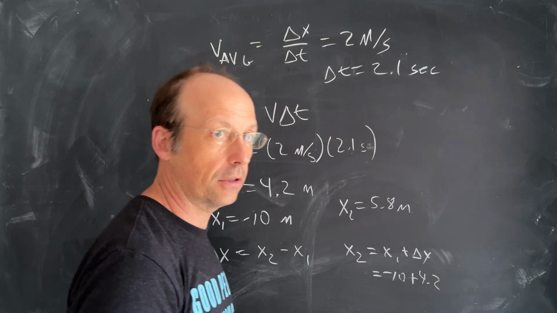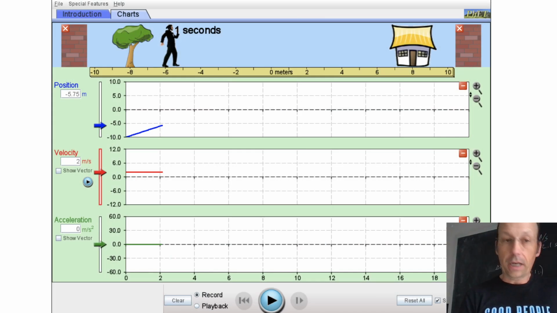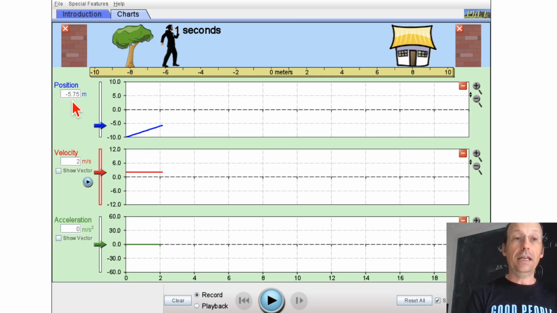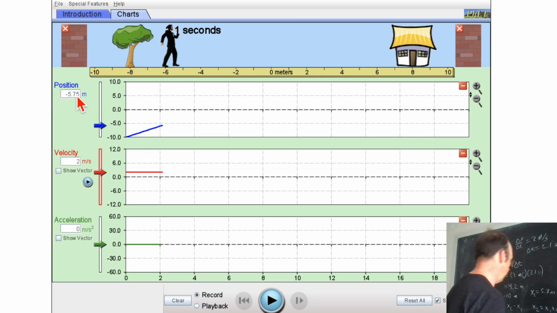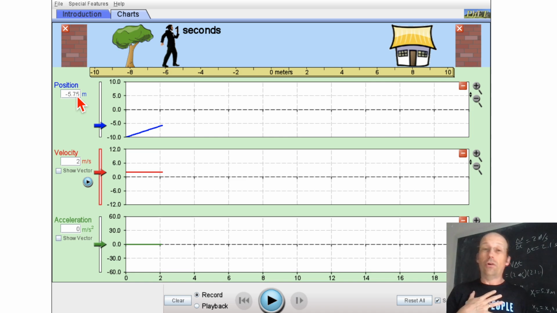Let's check on the simulator. So switching back here. Okay, so I have here the position. It's kind of hard to see. It says, I'm sorry, that's negative 5.75. So, I mean, there's a rounding error going on, and that's fine.